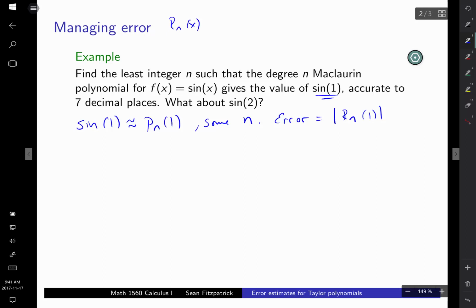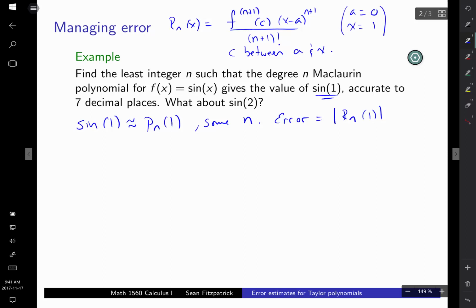Okay, so let's remind ourselves, what does that remainder look like? The remainder formula was this. This is Lagrange's formula for the remainder. We do n plus 1 derivatives. We evaluate at some number c. We multiply by x minus a to the n plus 1. We divide by n plus 1 factorial. And we know that c is some number between a and x. And for us, we're doing Maclaurin, so a is equal to 0. We're setting x equal to 1.